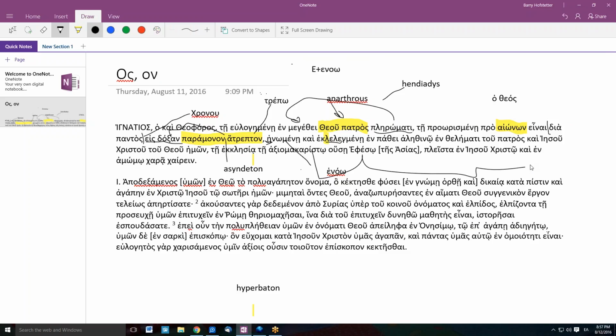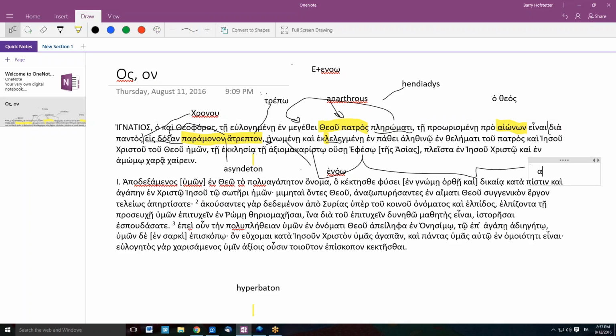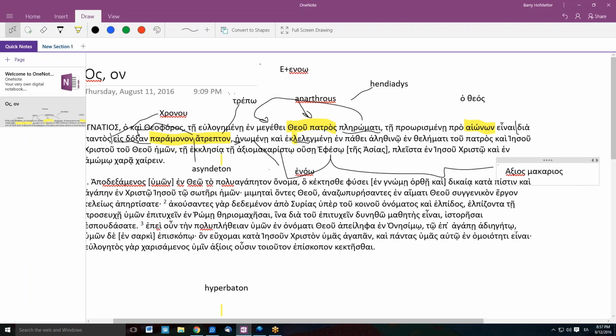All right. It consists of two roots. So the first root would be axios. And what would that mean? Worthy. And the second root, the most common form that you see in the New Testament, makarios, which means? Happy, blessed. So how would we understand the combination? Worthy of blessing. So to the church, worthy of blessing, te axiomakaristo.